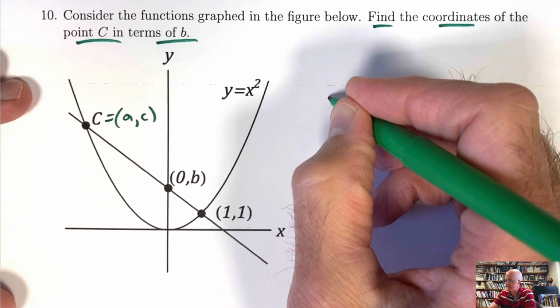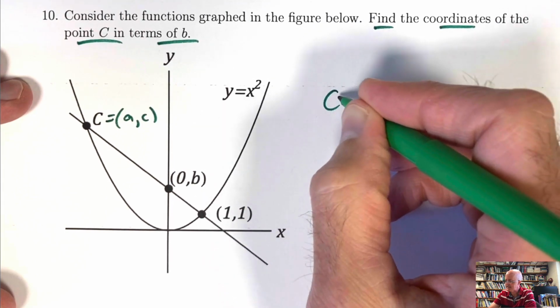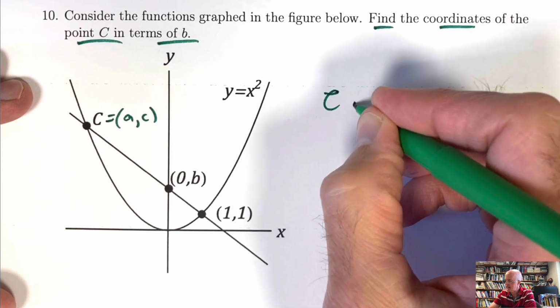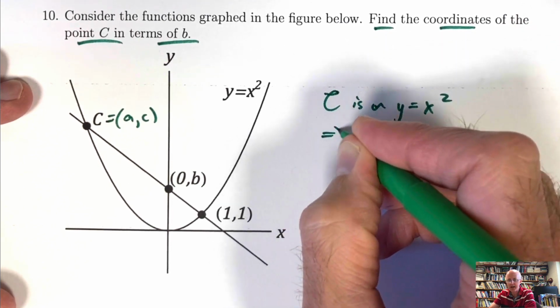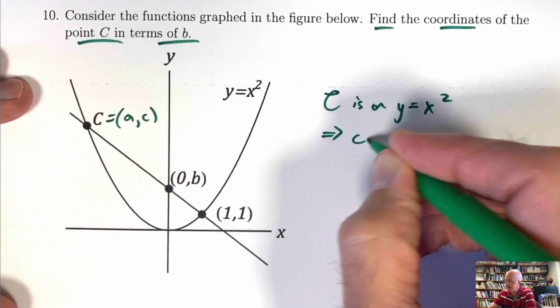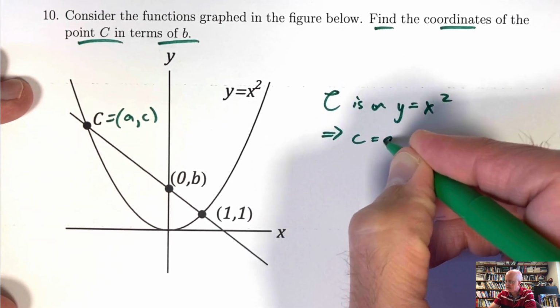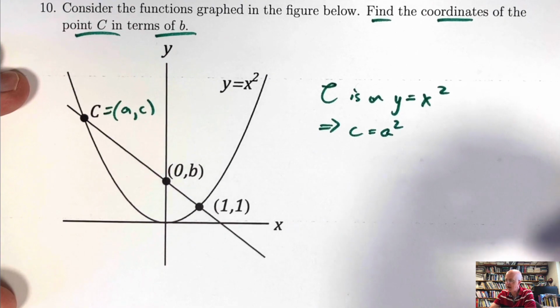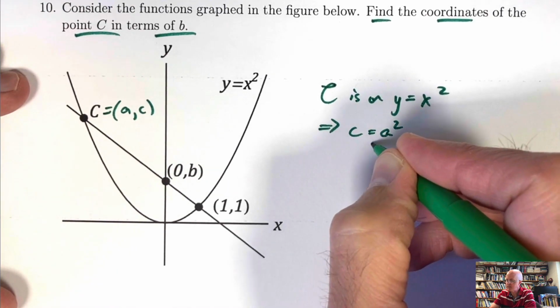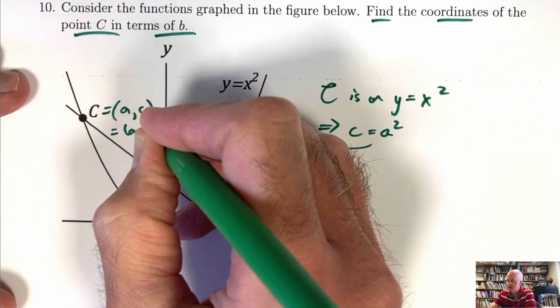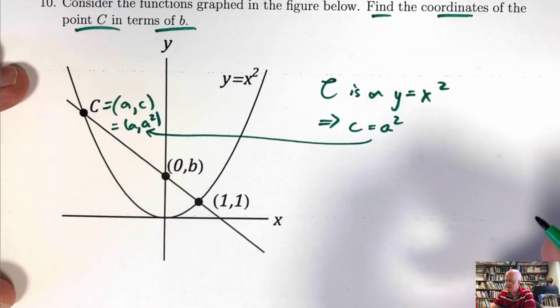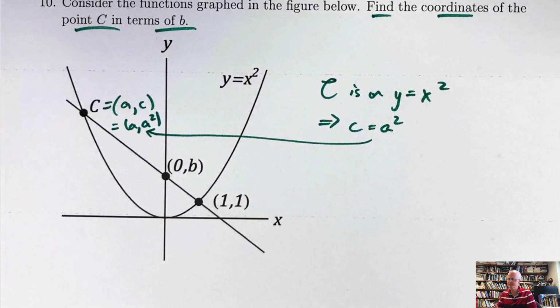Since capital C is on y equals x squared, that implies that little c equals a squared. So in fact, you can go ahead and replace the coordinates here with a comma a squared. Okay, that seems like it might be helpful. What else should we do?